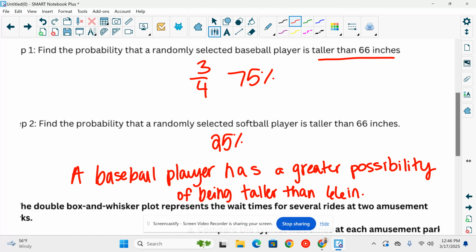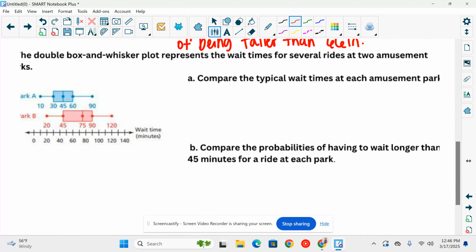In our second box plot, we're looking at wait times of two amusement parks. So you could say we're comparing Universal to Disney World. Two different amusement parks. Part A says compare the typical wait times for each amusement park. This is a key word here, typical. When we're talking about statistics, typical can mean that we're either looking at the mean or the median.